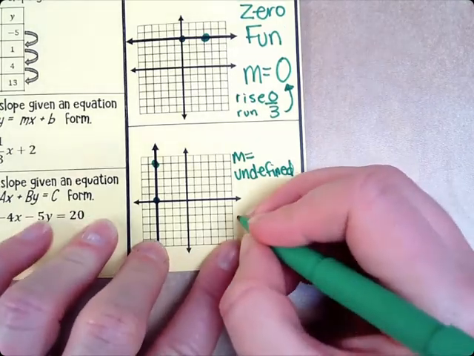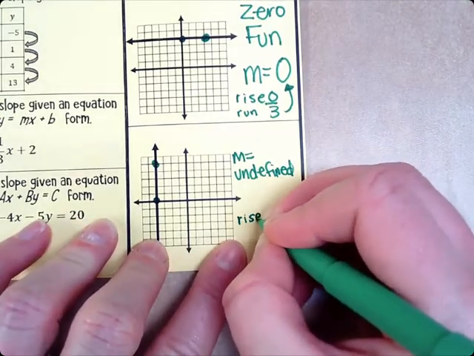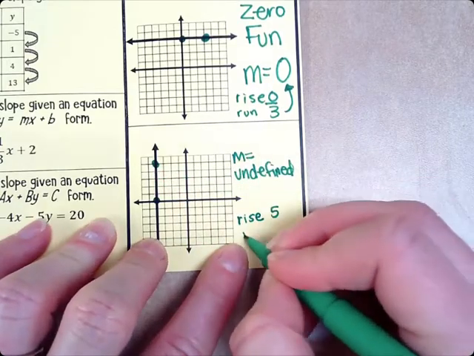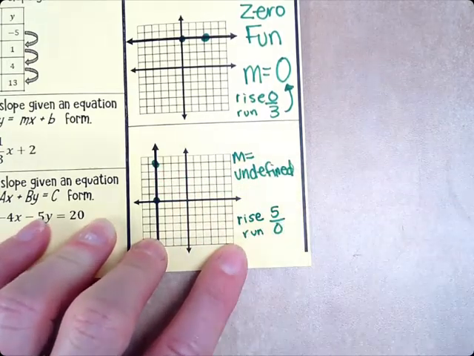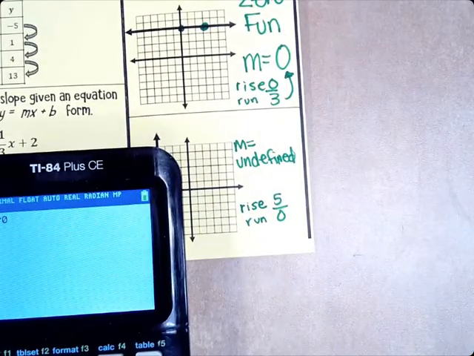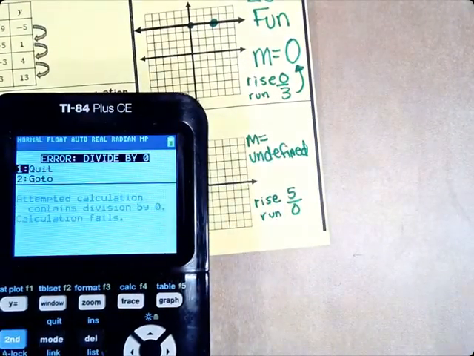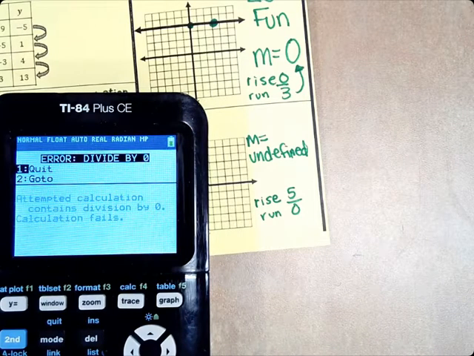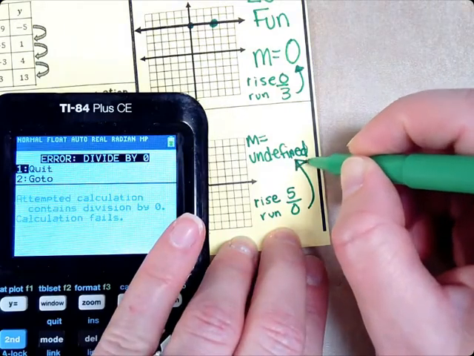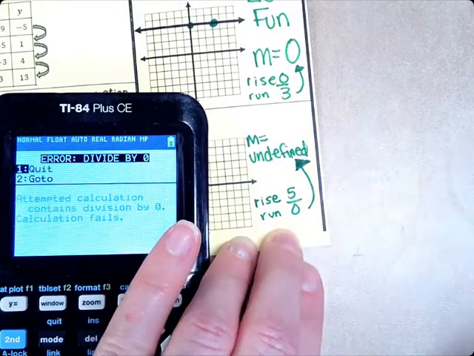And let's do rise over run. How many did it rise? 1, 2, 3, 4, 5. How many did it run? 0. If I take my calculator and do 5 divided by 0, it gives me an error. Divide by 0. You can't do it. So that's why it doesn't equal a number. It doesn't equal 0. It equals undefined. You can't divide by 0.